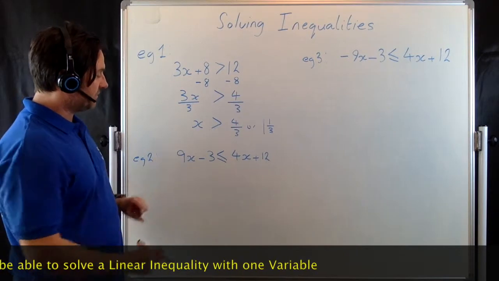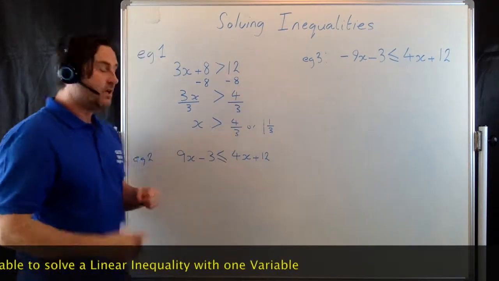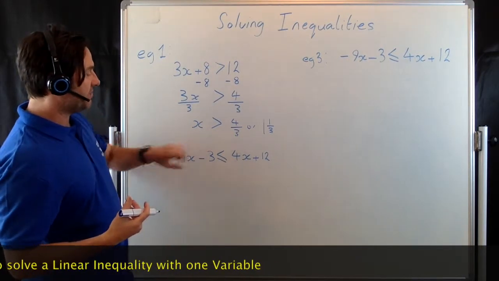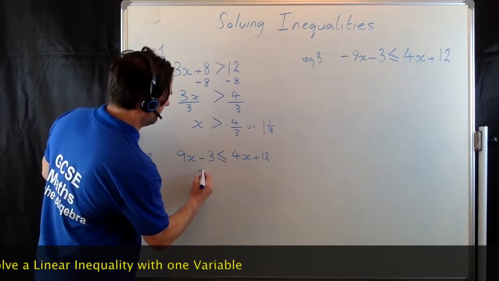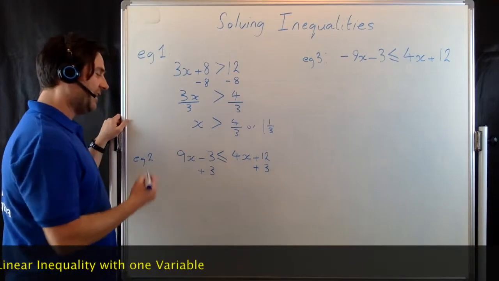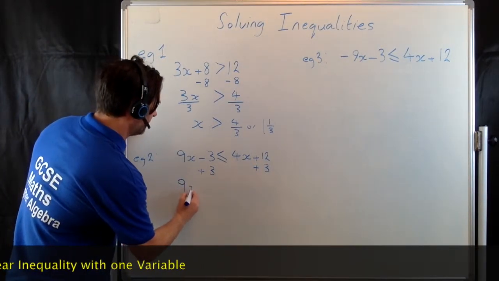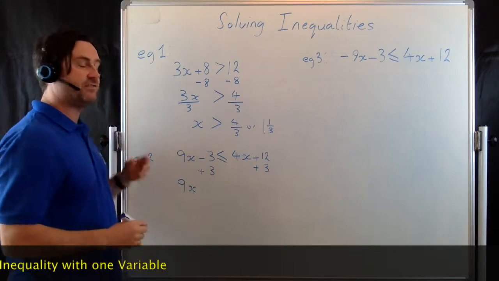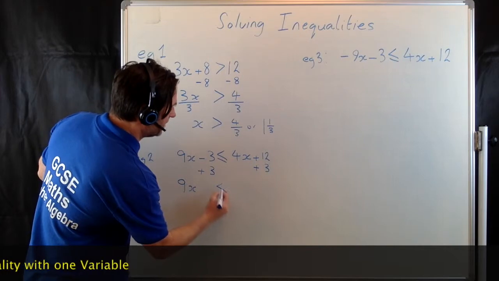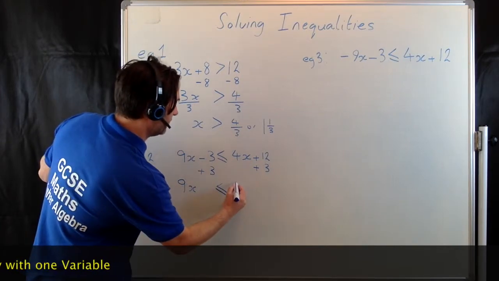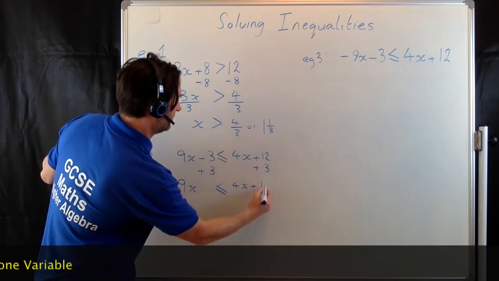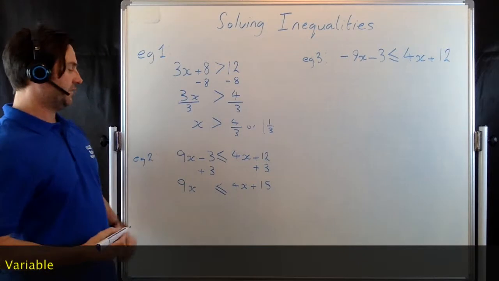Second one, this time the only difference is we've got unknowns on both sides. So we start off just like we would on a normal equation. To get rid of that negative 3, we're going to add 3 to both sides of this inequality. Write it out again, so you're left with just 9x on this side. Negative 3 add 3 takes us to 0, so we've got nothing there. And that is less than or equal to, and then on this side we've got 4x plus 15. 12 add 3 is 15.